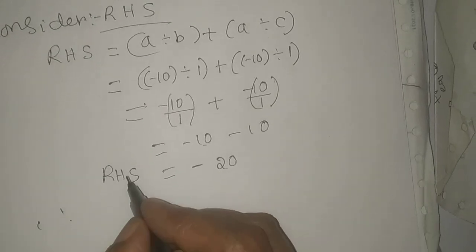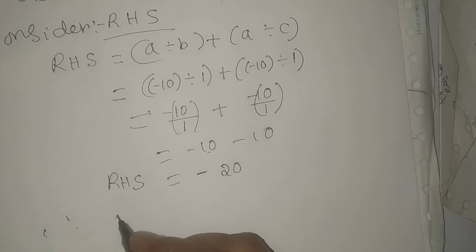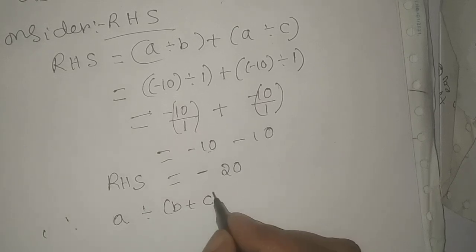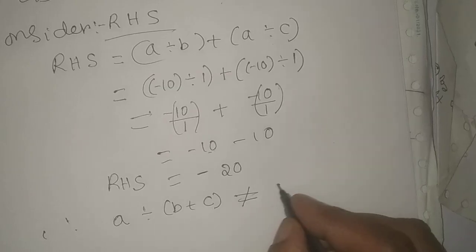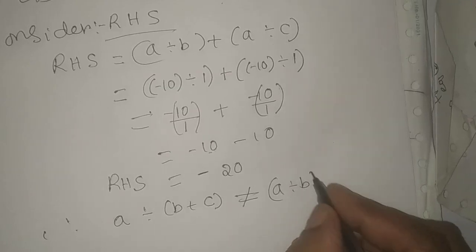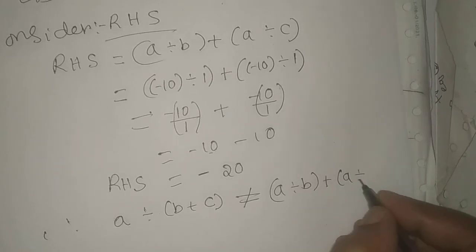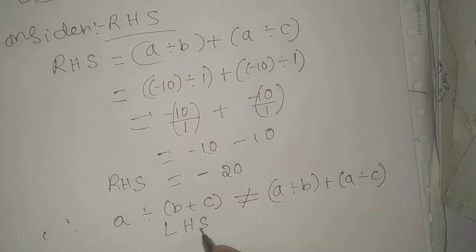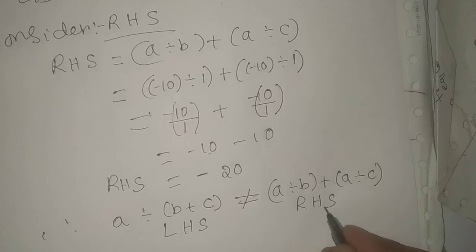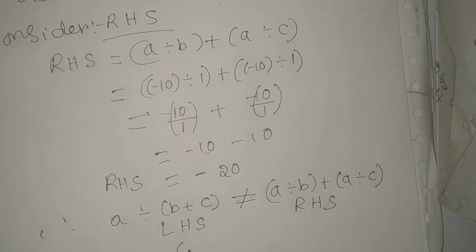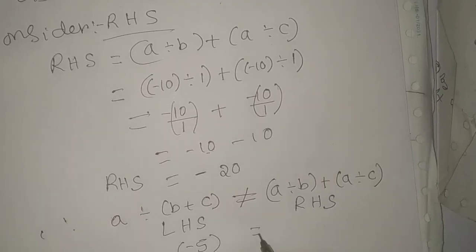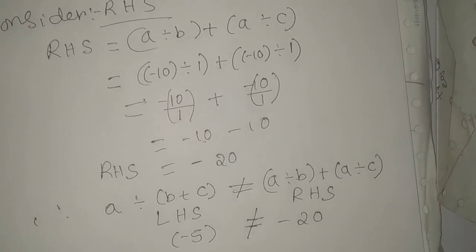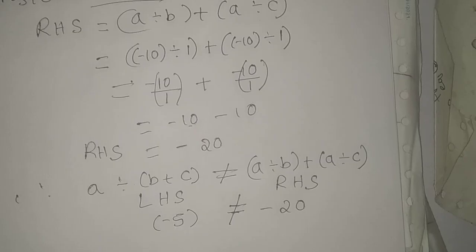Therefore finally, what was the expression? A divided by (B plus C) not equal to A divided by B plus A divided by C. This is LHS and this is RHS. Substitute here: LHS we got minus 5, RHS we got minus 20. So LHS is not equal to RHS.